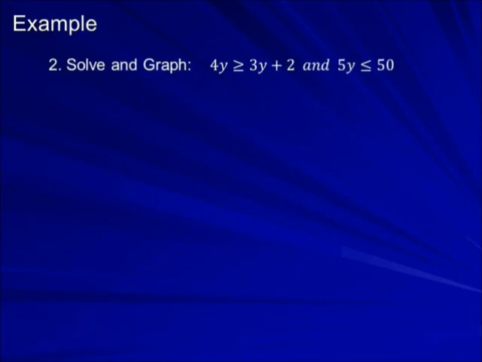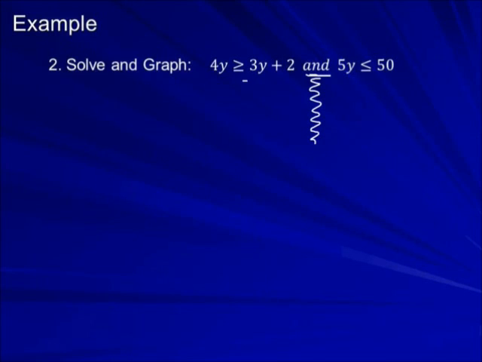Hi there, it's me, Mr. B. We're going to solve and graph the compound inequality 4y is greater than or equal to 3y plus 2 and 5y is less than or equal to 50. First thing I look for is the word and or, and I see the word and, so that means eventually my graph is going to be two circles, filled in or open, connected. Connect the dots. So before I get to that point, I'm going to solve each of these inequalities separately.